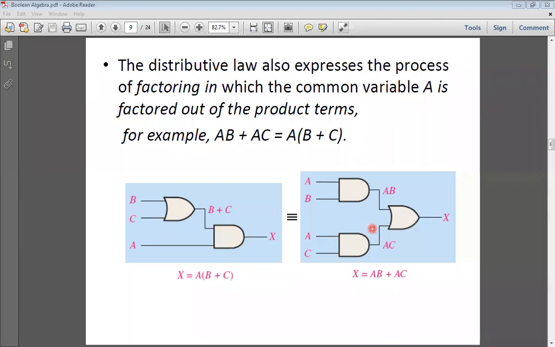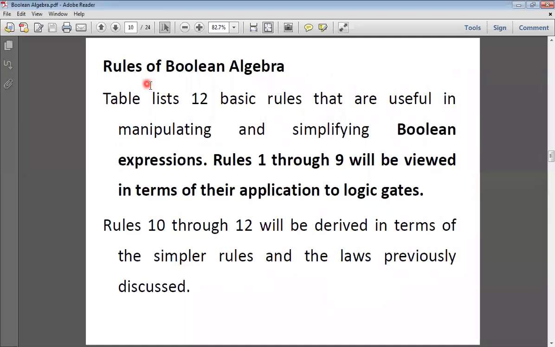Because circuit complexity increases, that adds extra cost to the circuit. Later on we will see some simplification methods. Next, now we have talked about associative law, distributive law, all those laws. Now we will see the rules of Boolean algebra.